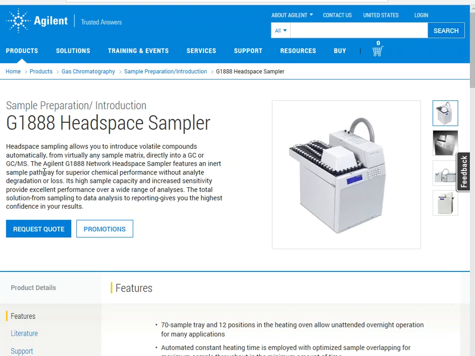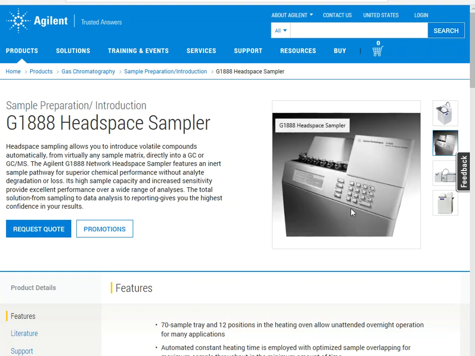Headspace sampling allows you to introduce volatile organics automatically from virtually any sample matrix directly into a GC or a GCMS. The Agilent G1888 Network Headspace Sampler features an inert sample pathway for chemical performance without worrying that your analyte is going to change or decompose on you. The high sample capacity and increased sensitivity provides excellent performance over a wide range of analyses. The total solution from sampling to data analysis to reporting gives you highest confidence in your results. So that is the Headspace unit.